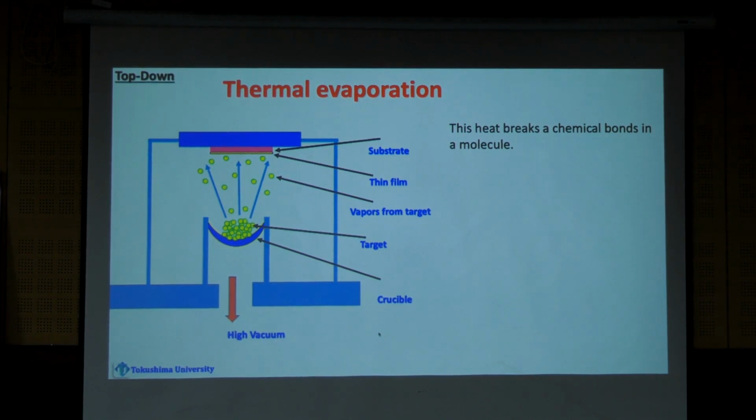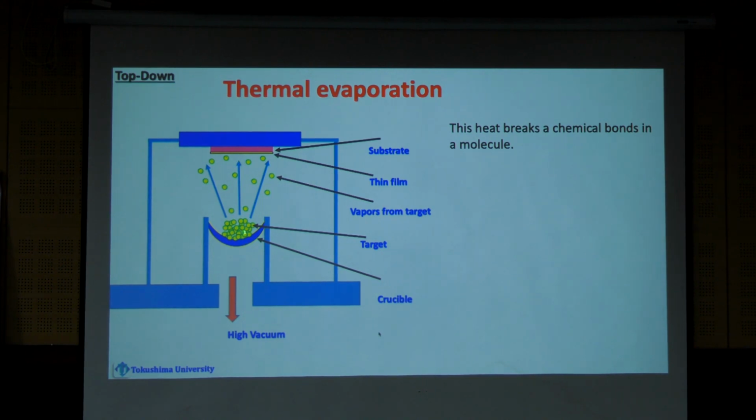This thermal evaporation occurs at high vacuum, inside a chamber having high vacuum. As soon as you heat this crucible, thermal means heating, you heat this material, that is your target material, the vapor starts to come out from your target material and goes in the upward direction, where you have put the substrate. It may be silicon, steel, or glass substrate. Any substrate you put here.